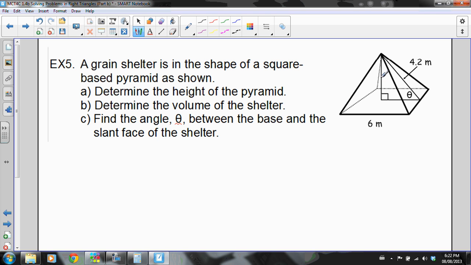So the height of the pyramid, there's actually two heights in these three-dimensional objects. One's the height of the pyramid itself. I'm going to call that H. One of them is a slant height. The slant height given there is 4.2.